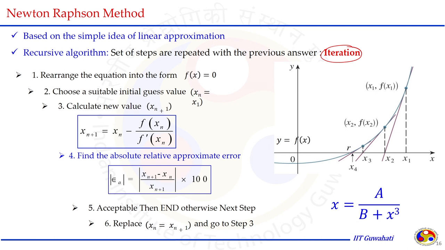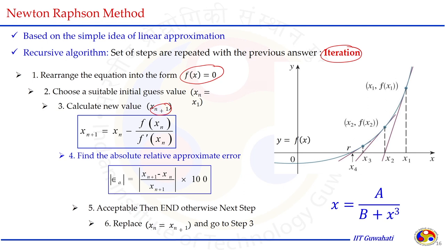In this case, the function is arranged in the form f(x) = 0. So take everything on one side and make it equal to 0. This is a recursive algorithm, meaning the iteration needs to be performed repeatedly to get the exact or a more accurate solution. There are certain steps to be performed. First, rearrange the equation in the form f(x) = 0. Second, choose a suitable initial guess. For example, you choose x_n = x_1, some initial value of the parameter.